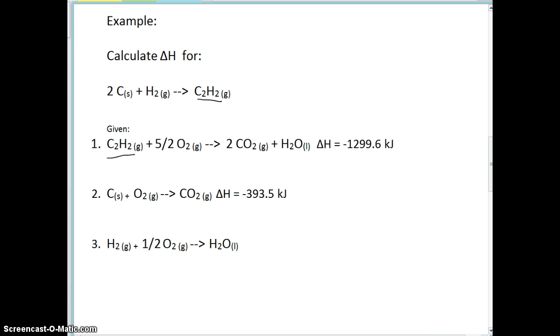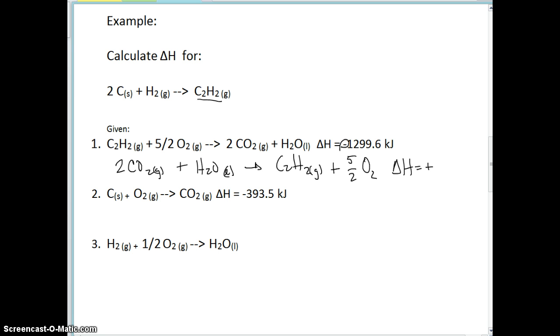That leads me to believe I'm probably going to want to flip reaction number 1. So let's go ahead and flip that. I get 2CO gas plus H2O liquid yields C2H2 gas plus 5/2 O2. Not a big fan of fractions, so I'm going to get rid of that. Changing the sign here, positive 1299.6 kilojoules. And let's hope that works.